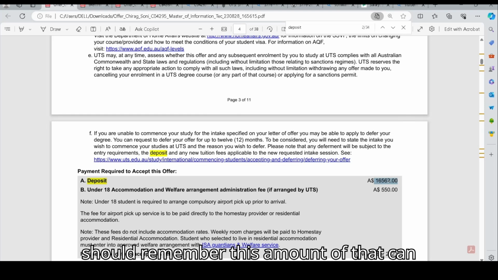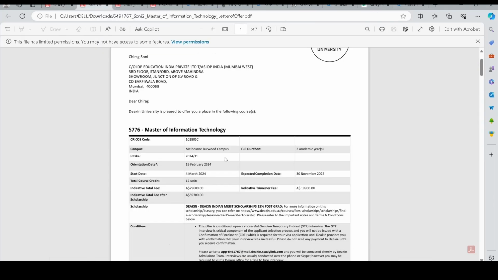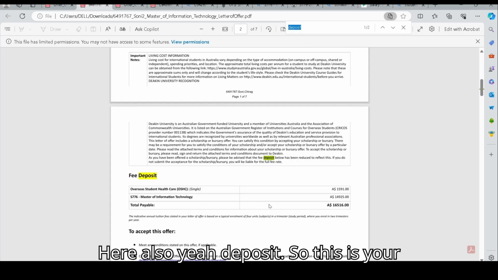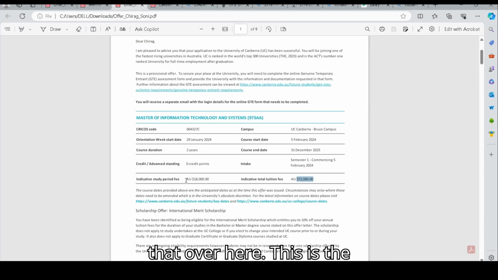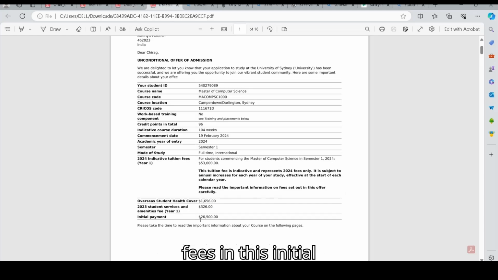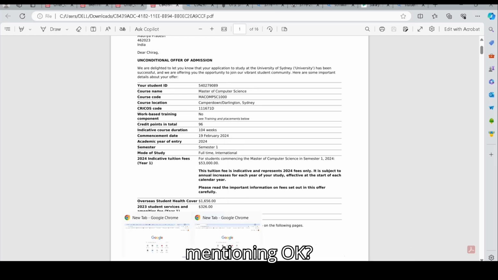You should remember this amount also. That can be asked. So this is what they meant, like, have you paid the tuition fees? Similarly, over here, if you can see here also, yeah, deposit. So this is your initial amount that needs to be paid. Over here, this is the fees. In this initial payment, there's going to be a fees they are mentioning.